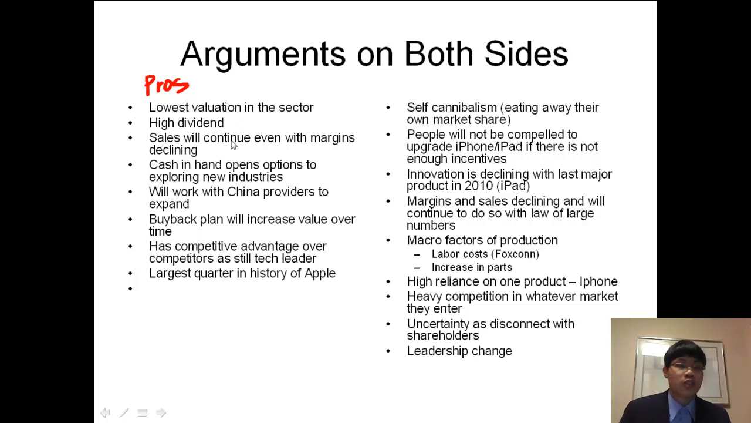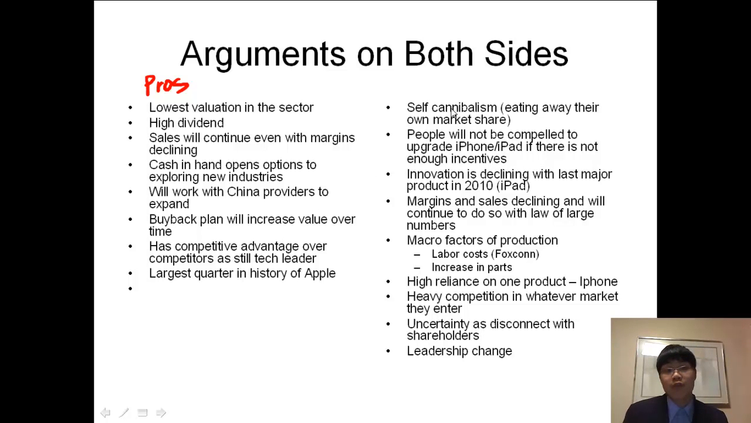Low valuation, now you have high dividend, cash in hand, sales are increasing, still plenty of room for expansion in China. The buyback program is initiated. They still have a competitive edge over their competitors because they're still one of the tech leaders, and they had just their largest quarter in history.